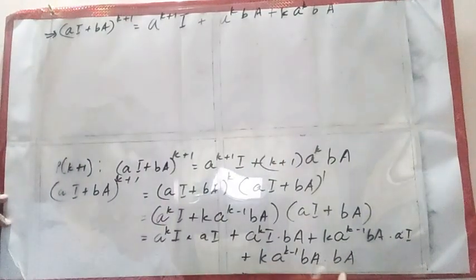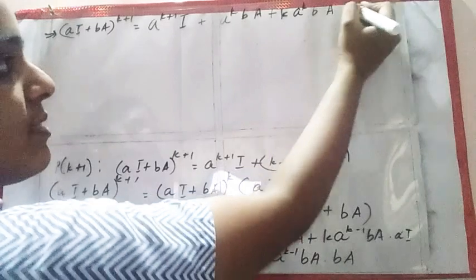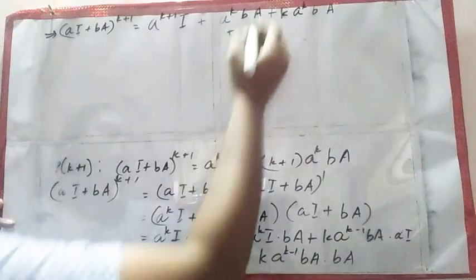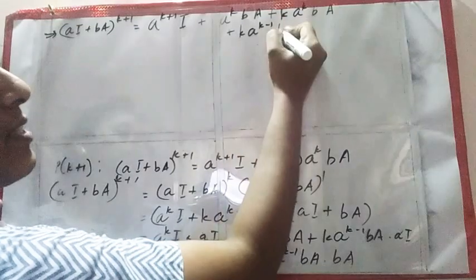So the last term is k a raised to k minus 1 B A into B A. That is, it becomes b square A plus k a raised to k minus 1 b square A square. So it becomes b square A square.